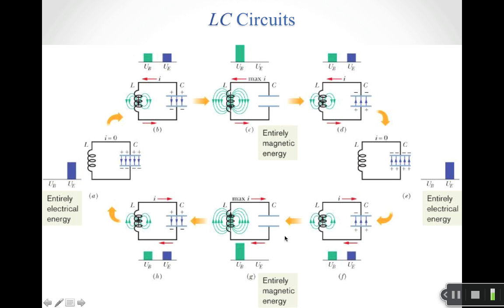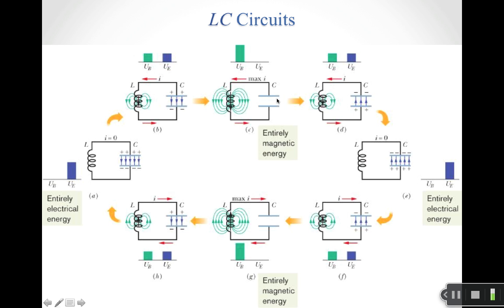So our last little diagram here is again just showing us what's happening with the energy. And here's where we start. We start with all the energy stored in the capacitor. It's all electrical potential energy, 0 magnetic potential energy. And then as we close the switch and the current starts to flow, there is now a magnetic field in the inductor. So we have some magnetic potential energy. There's still some charge on the capacitor, so we still have some energy left in the electric potential energy on the capacitor.